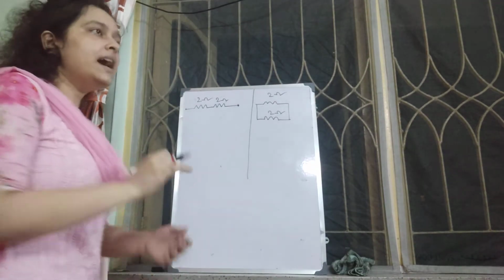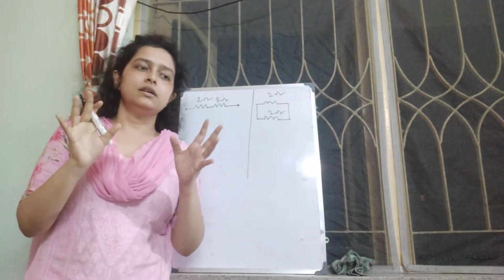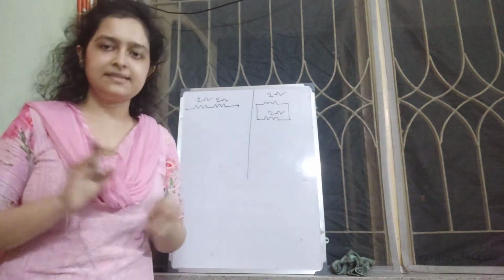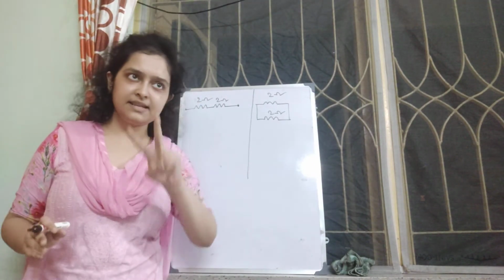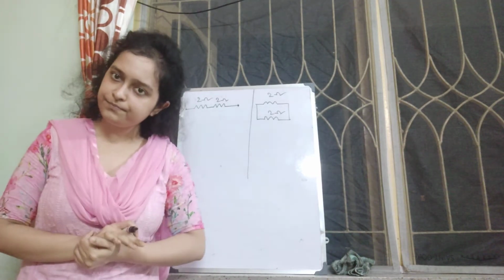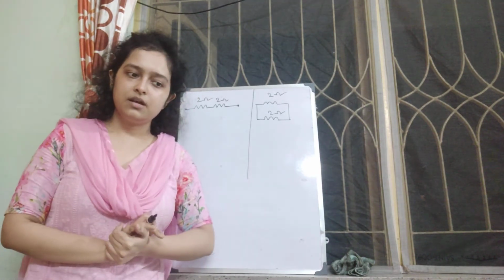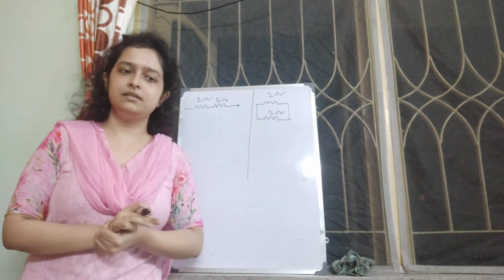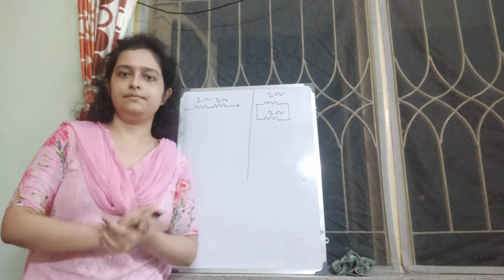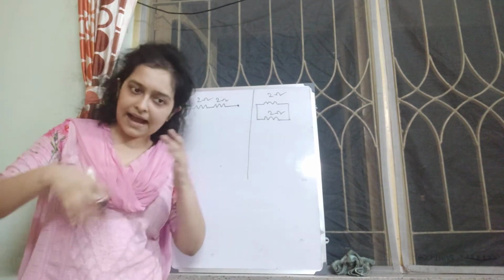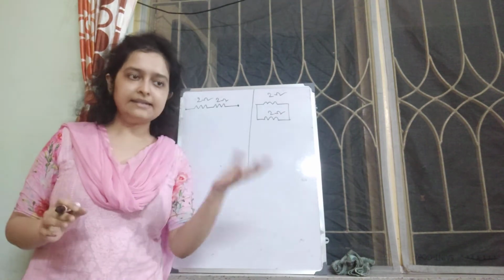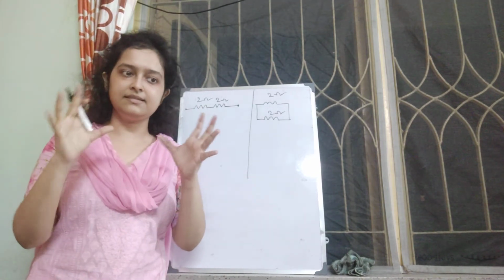Now, if I ask you, connect two 2 ohm resistances, two resistances, each having value 2 ohm. Connect them such that their equivalent resistance is less. And again I ask you, connect them in such a way that their equivalent resistance is more.